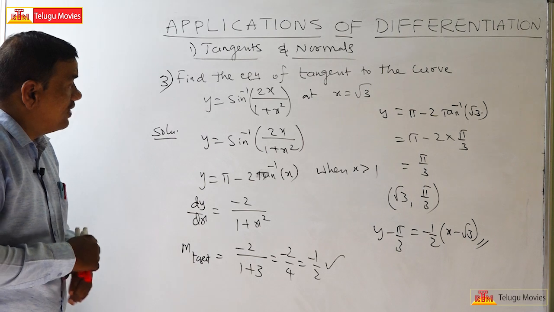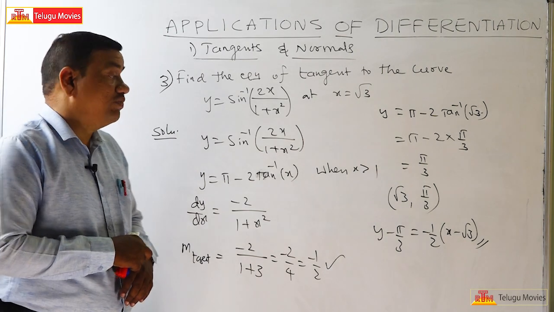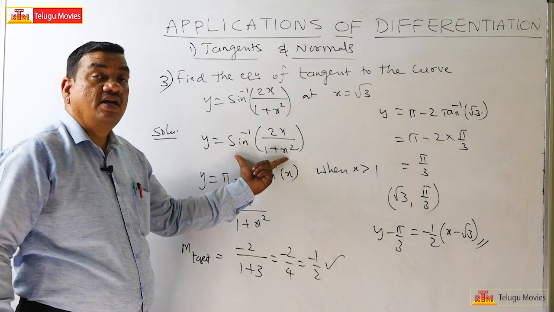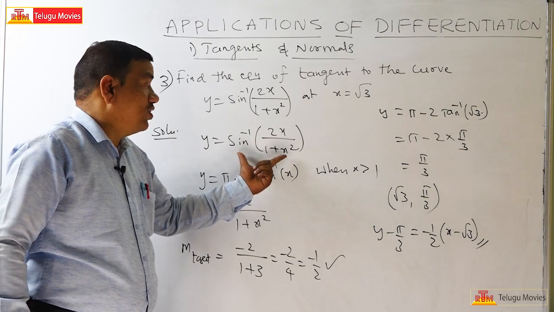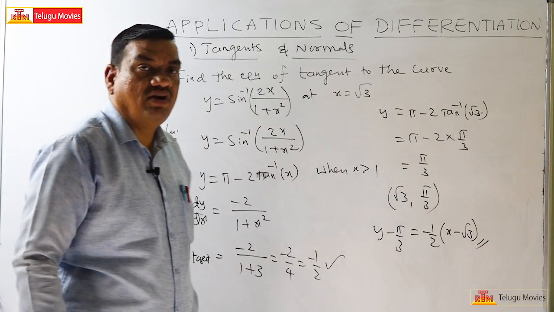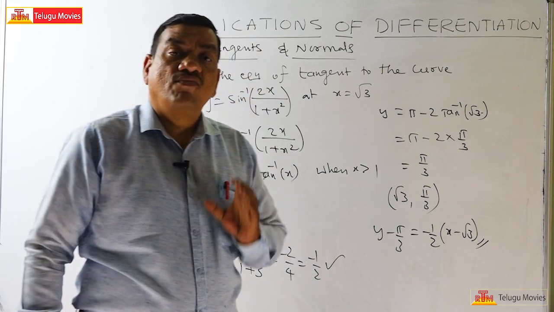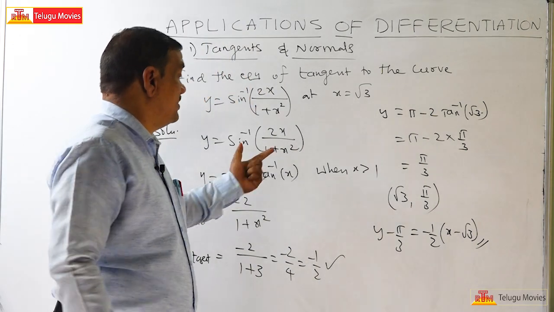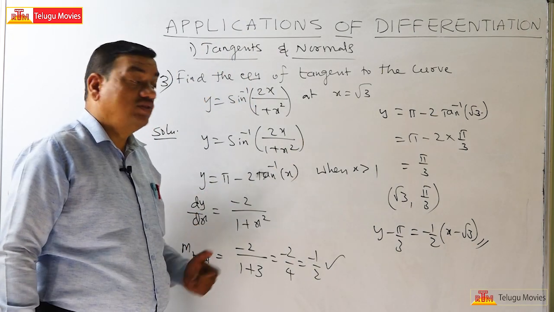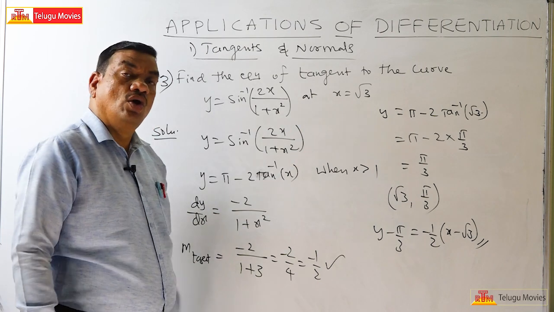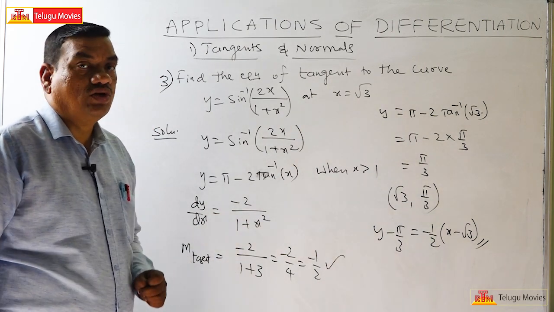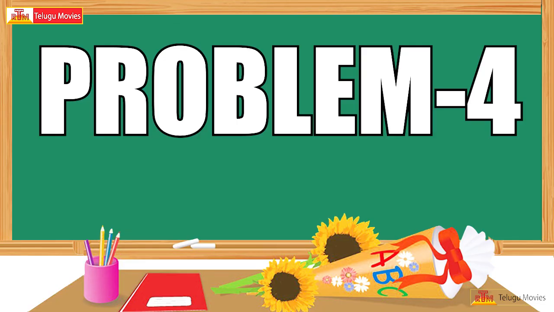Okay, now. So, from this problem what you have to observe is, given any function, don't try to directly find the dy by dx. Use these formulas. Can we simplify this? Yes, we can simplify this. Then the problem will become very easy. I hope that you understand this solution. Let us move to next problem.